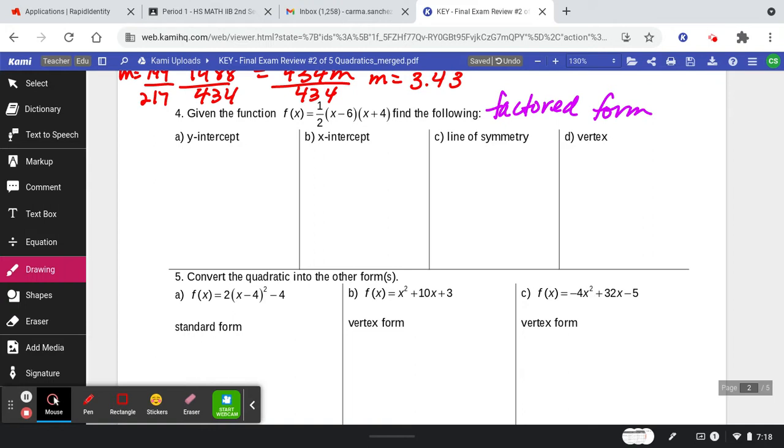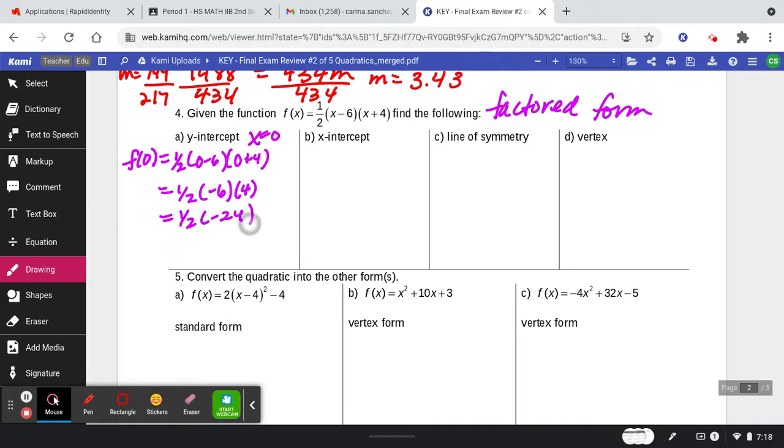So to get the y-intercept, the definition is when x is 0. So we're going to plug in 0 everywhere that there's an x. So 0 minus 6, 0 plus 4, is going to turn out to negative 6 times 4, or negative 24. Half of negative 24 is negative 12. So the y-intercept is 0, negative 12.